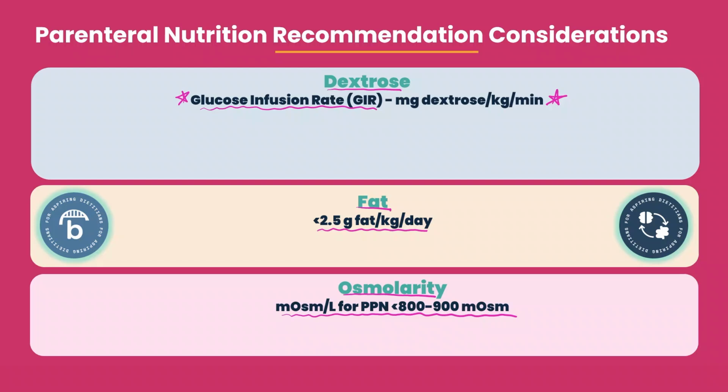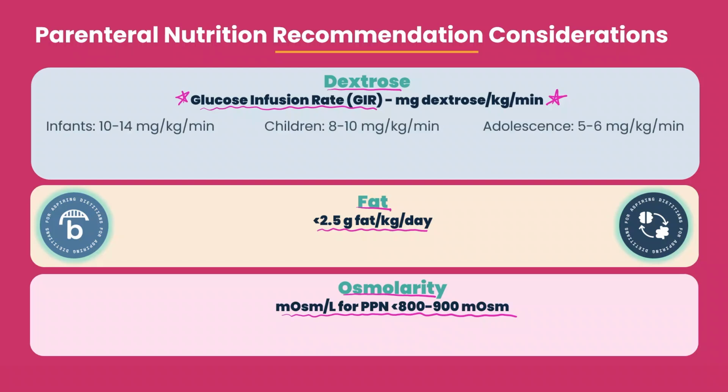GIR tells us how fast the dextrose is being infused into the bloodstream. If the rate is too high, the patient can become hyperglycemic or develop hepatic steatosis. We calculate the glucose infusion rate by looking at the amount of dextrose per kilogram of body weight per minute. Infants can have the most dextrose administered per minute. Approximately 10 to 14 milligrams of dextrose can be administered per kilogram of body weight each minute. For children, that goes down a little bit, and adolescents, it goes down even more. When we're talking about adults, we generally want to stay under 5 milligrams per kilogram per minute.